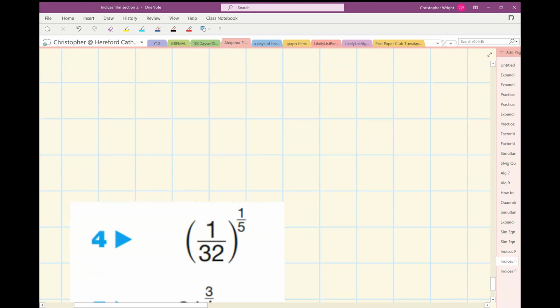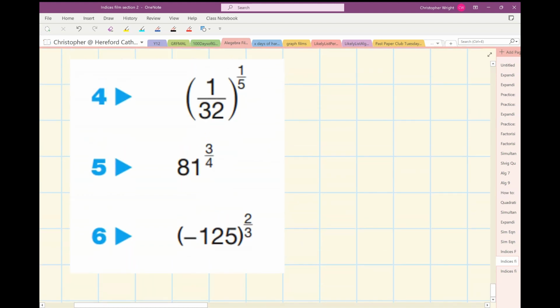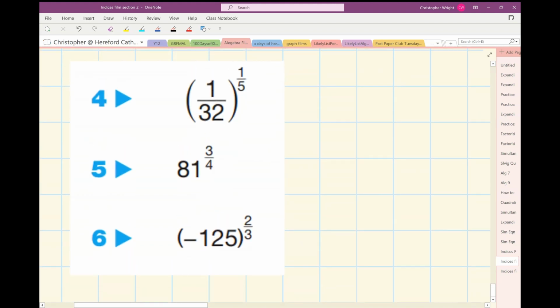Okay, here we go. 4, 5, 6. 1 over 32 to the power of a fifth. That's going to be 1 to the power of a fifth over 32 to the power of a fifth, which is the fifth root of 1 over the fifth root of 32, which is 1 over 2.